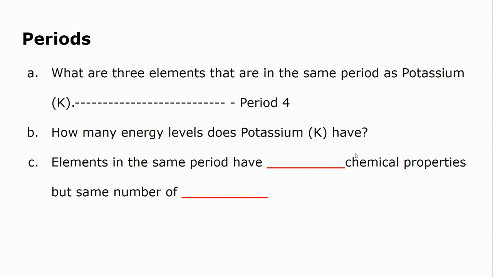However, the chemical properties are different because they have a different number of valence electrons. So again, you can have the same number of energy rings, but a different number of valence electrons, and so your chemical properties are different.